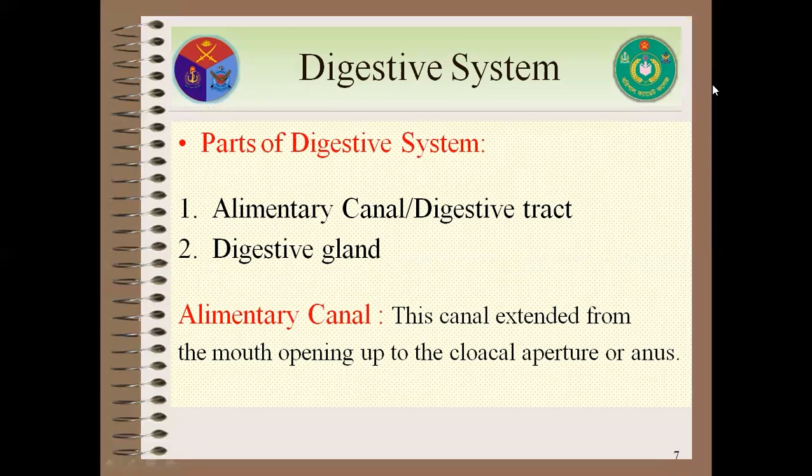Now, the parts of the digestive system. The digestive system is divided into two parts: the alimentary canal or digestive tract, and the digestive glands. Now, what is the alimentary canal? The canal which extends from the mouth opening up to the cloacal aperture is called the alimentary canal. The cloacal aperture is also called the anus.